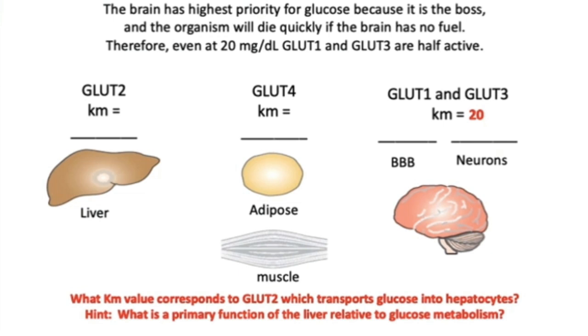Therefore, it wants to have an extremely high Km. What does that mean? It means that when you have a low amount of sugar in the blood, with this high Km value, the transporters on the liver will be nowhere near half bound.